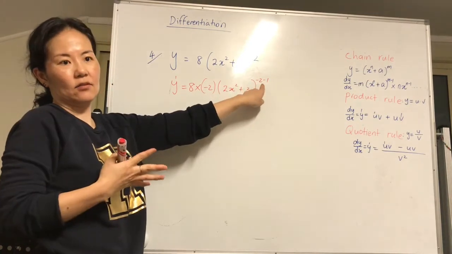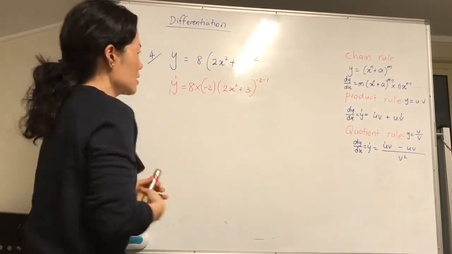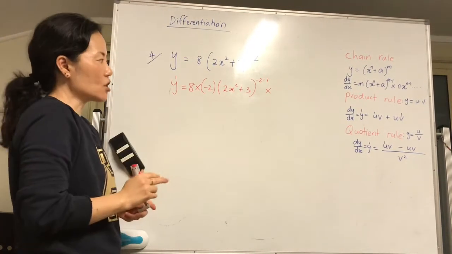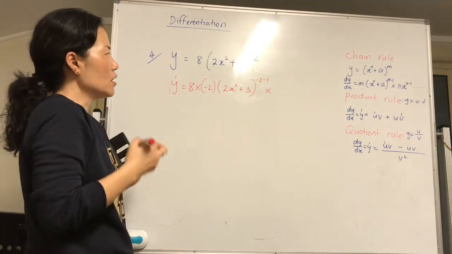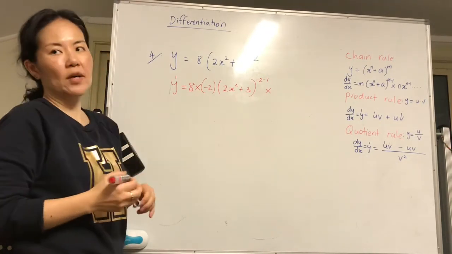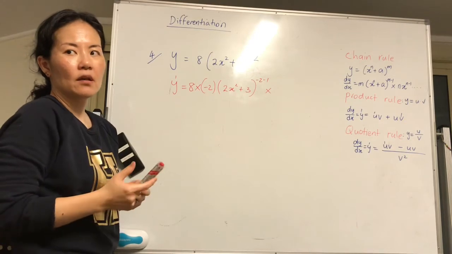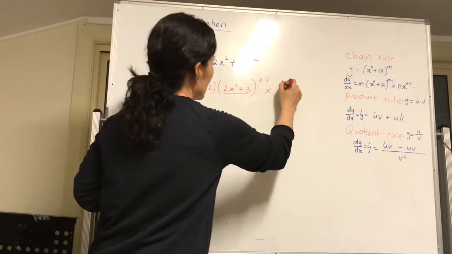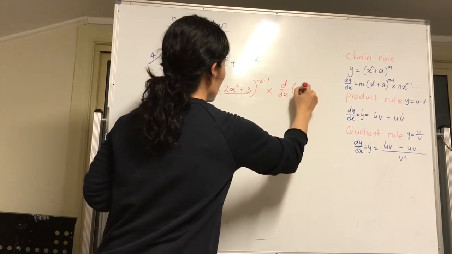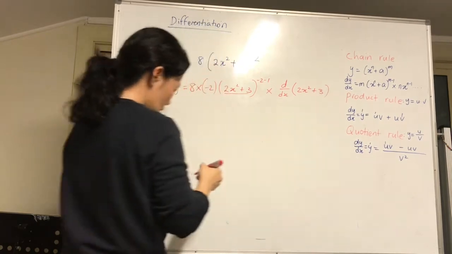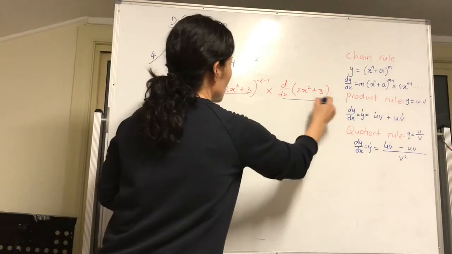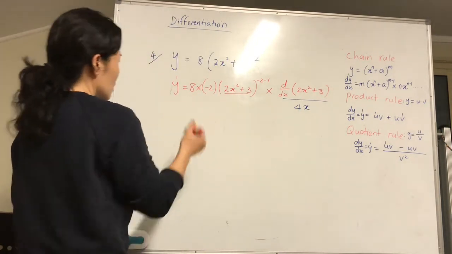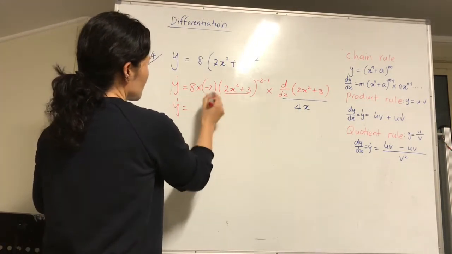Just write it like that, so you don't make a silly mistake there. Now, times the derivative of 2x squared plus 3. What's the derivative of 2x squared plus 3? It'll be 4x, right? That's it, isn't it? Yeah. Okay, so I'm going to go y dash equals, all right, I'm going to tie this one up.